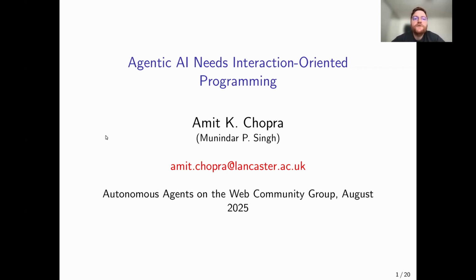Amit is a senior lecturer at Lancaster University in the UK. His core research focuses on software abstractions for engineering flexible, decentralized multi-agent systems, with protocols and norms playing a central role in that work. Amit's results have been published in major venues such as AAMAS, IJCAI, AAAI, and also the Web Conference. And in today's talk, Amit will reflect on the past, the present, and the future of multi-agent interactions, which is a topic of growing relevance to Agentic AI.